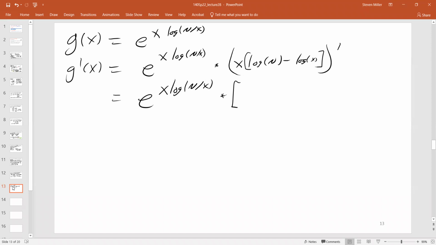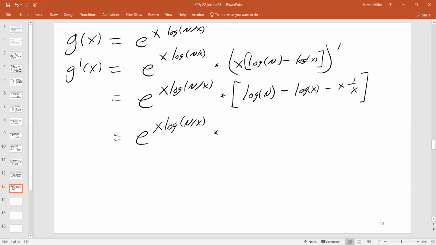So x times natural log of n, the derivative of that is just going to be the natural log of n. And then I need the derivative of x log x. I use the product rule. And I'm going to get the derivative of x is 1, so it'll be the log of x minus x. And the derivative of log of x is 1 over x. So this is e to the x natural log of n over x times the log of n minus the log of x.